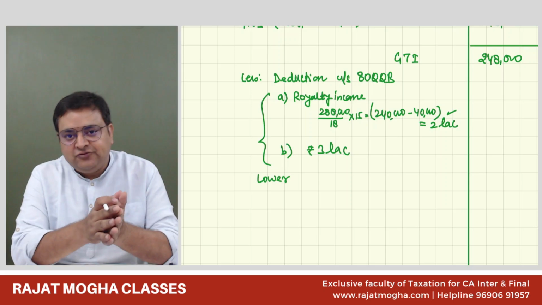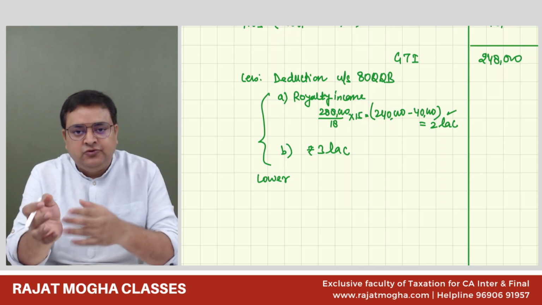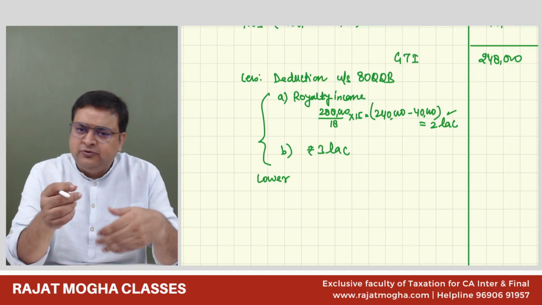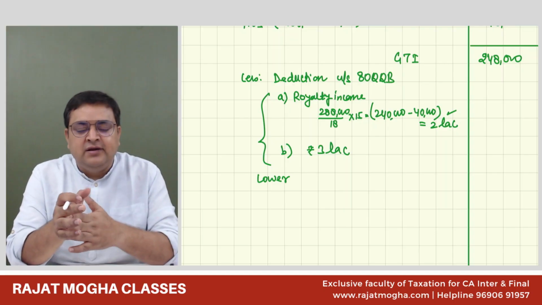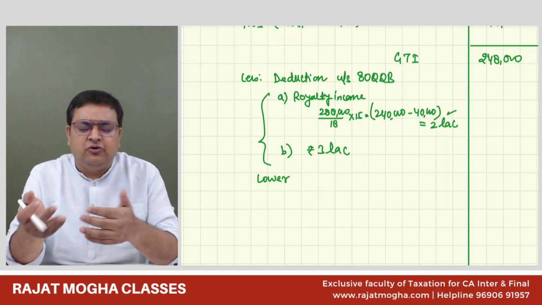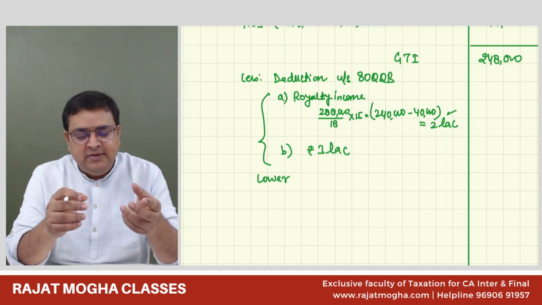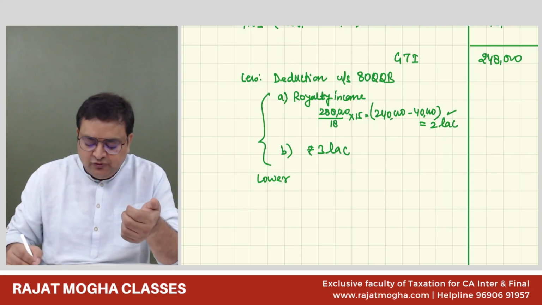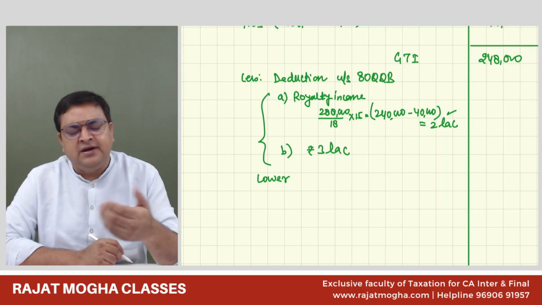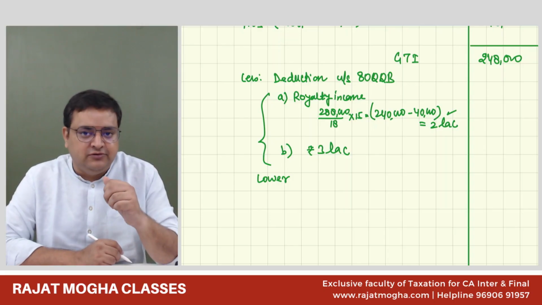But if you are getting this royalty from outside India, there is a provision in 80QQB, and also in 80RRB, the same provision is there. What is QQB? Royalty on books. What is RRB? Royalty other than books. Almost the same provision, but RRB is much easier. In RRB, there is no such problem of 15%. It is only with the books that we have 15%.